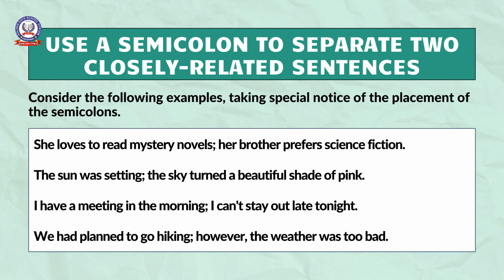Use a semicolon to separate two closely related sentences. Consider the following examples, taking special notice of the placement of the semicolons. She loves to read mystery novels; her brother prefers science fiction. The sun was setting; the sky turned a beautiful shade of pink. I have a meeting in the morning; I can't stay out late tonight. We had planned to go hiking; however, the weather was too bad.